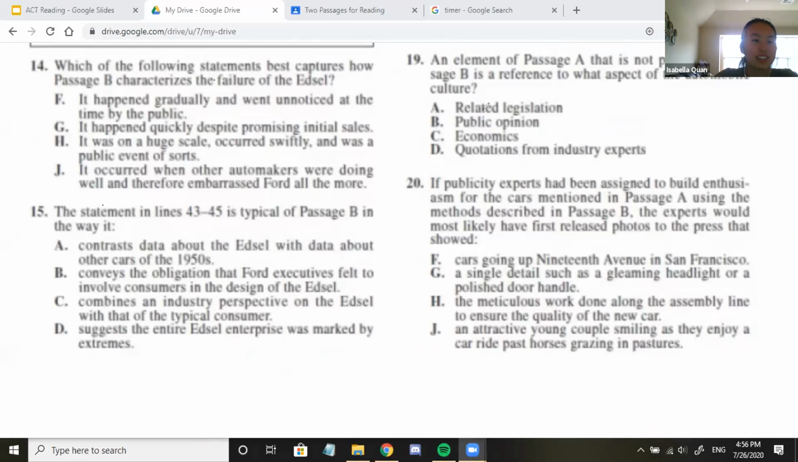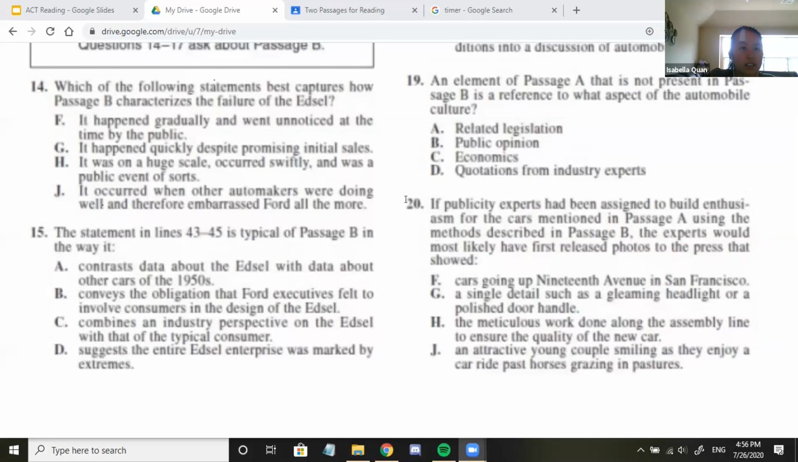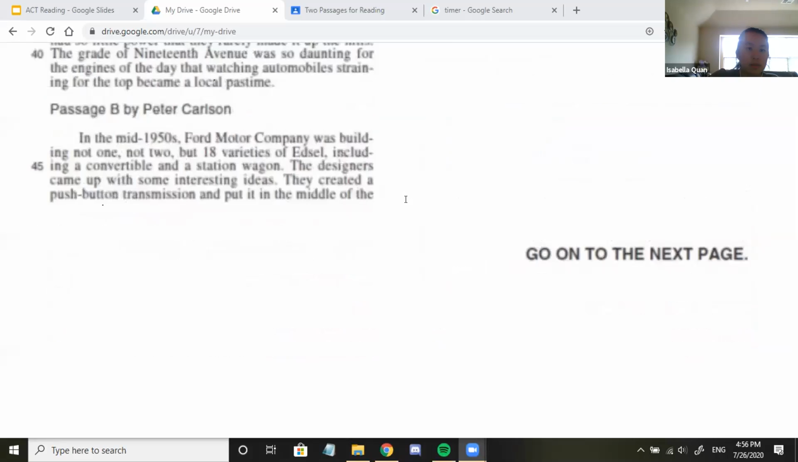The more I learn. Okay, so number 15. This one was one that I actually got 2 requests for. So the statement in lines 43 and 45 is typical of passage B in the way that... so let's talk about 43 and 45. In the mid 1950s, Ford Motor Company was building not one, not two, but 18 varieties, including a convertible and a station wagon. That's a lot. That's a lot of varieties of car.